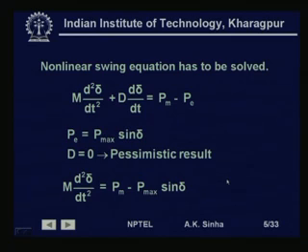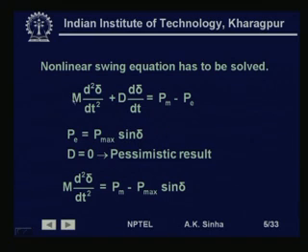That means we have to use the nonlinear swing equation, and this nonlinear swing equation has to be solved for each machine. As we have already seen, the swing equation we write as M d2 delta by dt2 plus D d delta by dt is equal to Pm minus Pe, where Pm is the mechanical power input to the turbine generator system and Pe is the electrical power output from the synchronous generator. M, as we know, is the angular momentum. All these quantities, as we have seen earlier, we always write in per unit system. D is the damping coefficient.